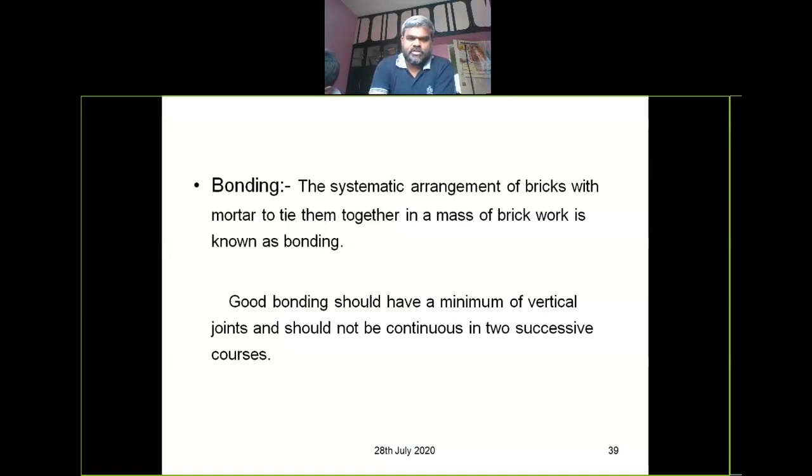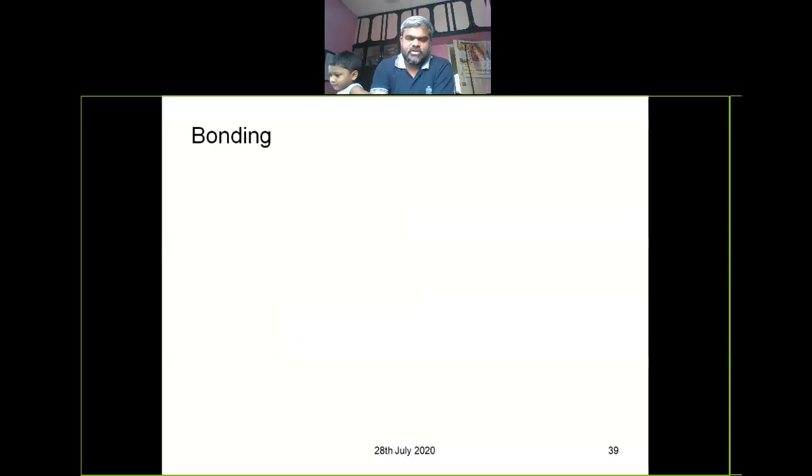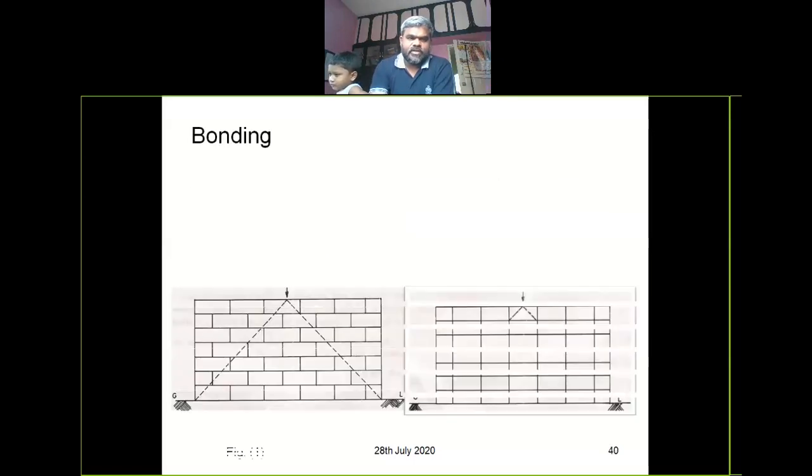Good bonding should have a minimum of vertical joints, and they should not be continuous in two consecutive courses. If the joints are not skewed, then there will be a chance of splitting of one face.